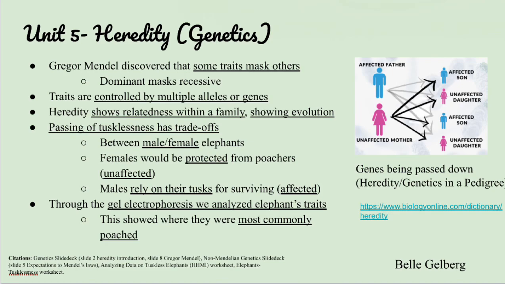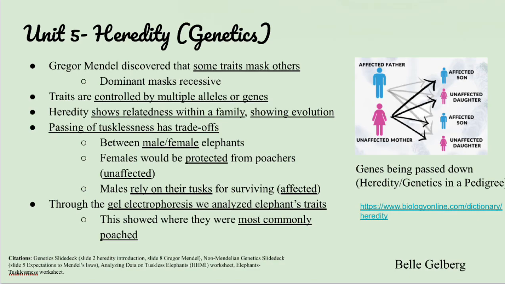Mendel, who discovered that some traits mask others, also known as dominant traits masking recessive traits. These traits are controlled by multiple genes and alleles. And then heredity shows relatedness within a family, showing evolution, so kind of connecting it to the picture, from the parents to the offspring and so forth. Traits get inherited, traits get passed on.